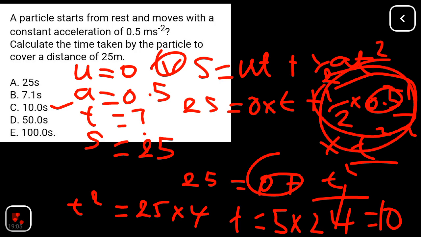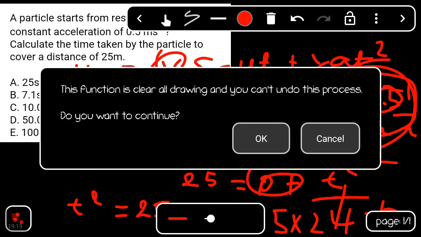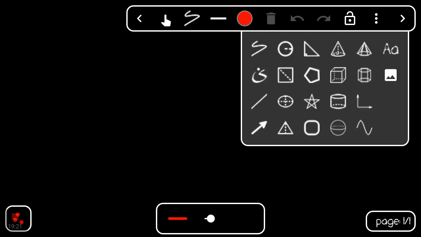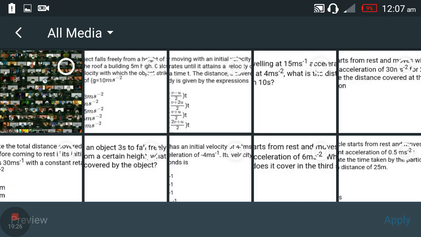You can use your calculator to work this out fast. If you don't have a calculator, it's good to break it down gradually like this to make your work easier. So now let's go to the next question.